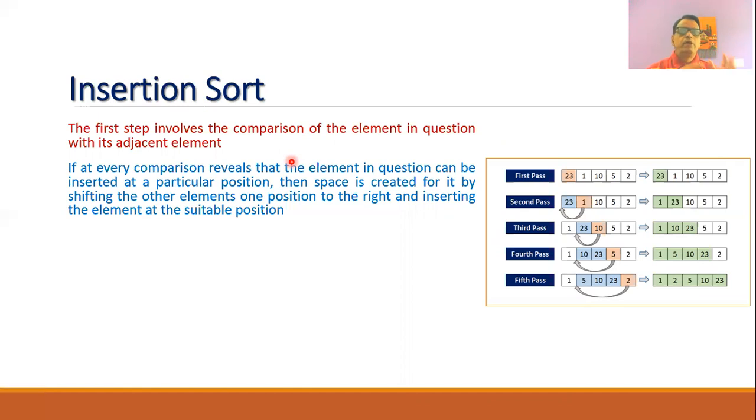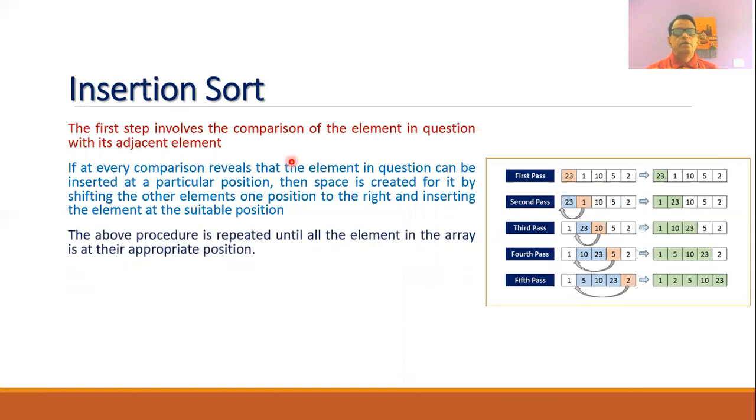Whenever we want to create the space, we need to shift the rest of the elements either to the right or to the left. This procedure is repeated until all the elements of the array are arranged at their appropriate position. Say, for example, we have been given a list of elements such as 23, 1, 10, 5, and 2.